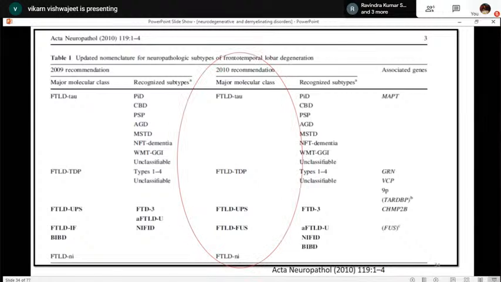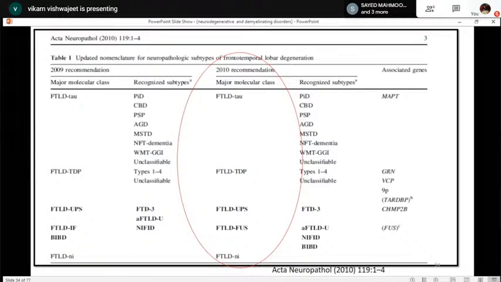So FTLD-tau, FTLD-TDP, FTLD-UPS, FTLD-FUS, and FTLD-NI. FTLD-tau includes diseases such as Pick's disease, corticobasal degeneration, progressive supranuclear palsy, argyrophilic grain disease, white matter tauopathy with dementia, NFT dementia, and white matter tauopathy with globular glial inclusions.